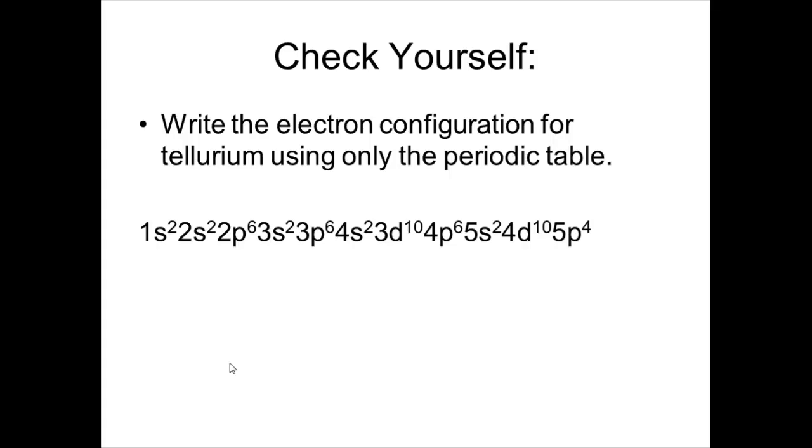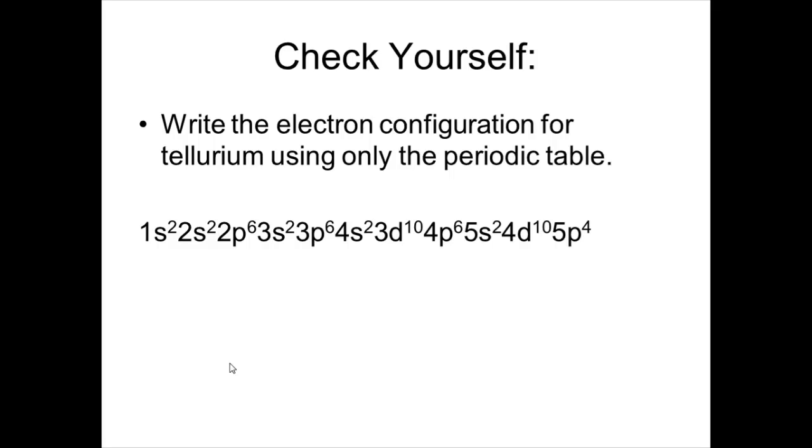Alright, here's the answer. I want you to follow on the periodic table as I go through this configuration with you. When I start at the very top of the periodic table on the left side, I'm in the first row, the first period. That represents the elements hydrogen and helium. So I write 1s2. The first row, the S block, there are 2 elements.